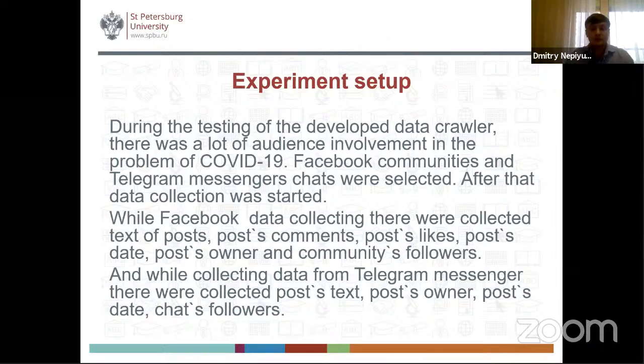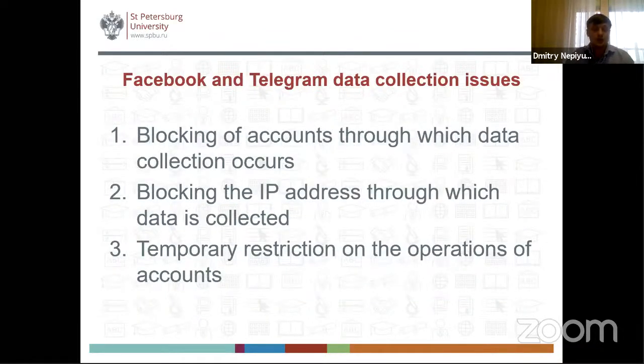Facebook and Telegram data collection issues. The following problems were observed during the data collection process: temporary restriction on the operations of accounts, blocking of accounts through which data collection occurs, and blocking of the IP address through which data is collected. These problems were solved thanks to the use of proxies, the introduction of noise requests, and more polite work of the data crawler.